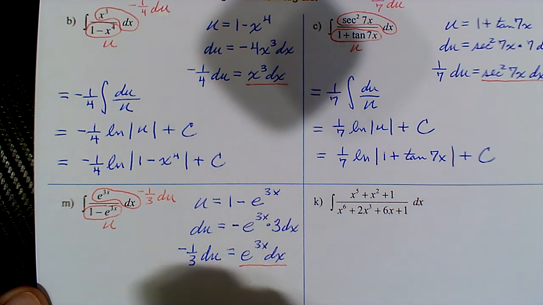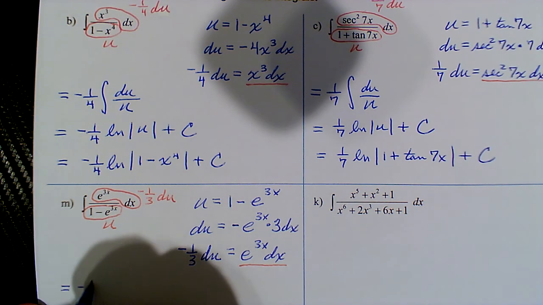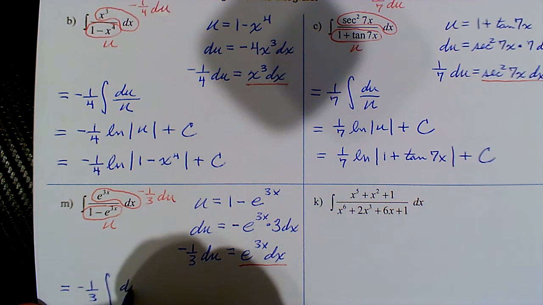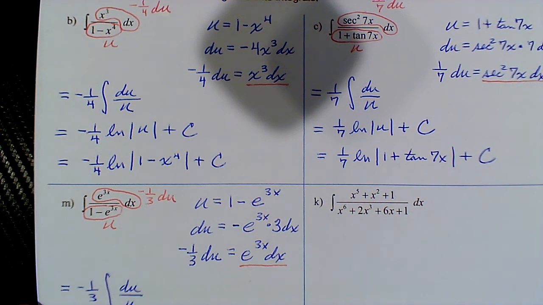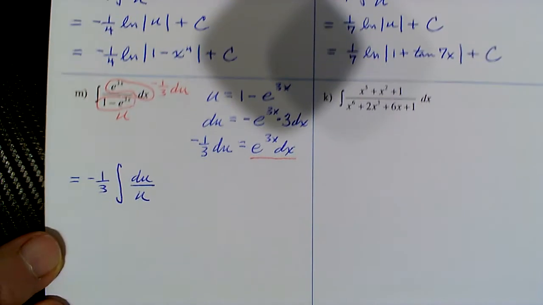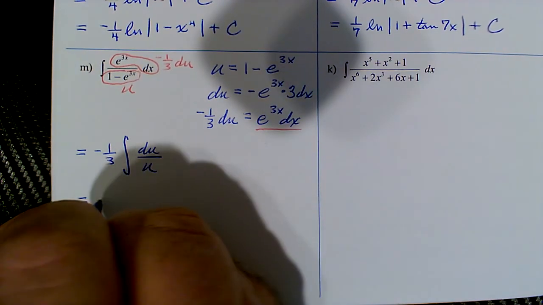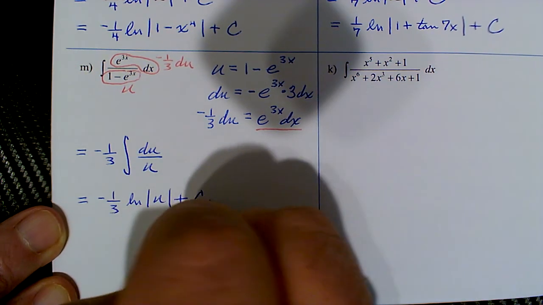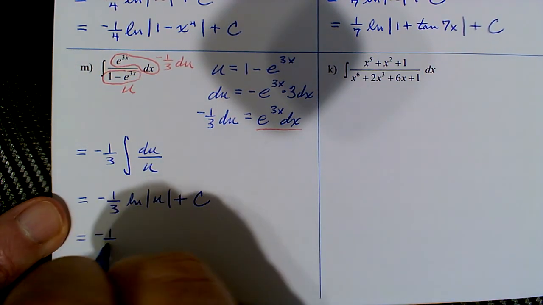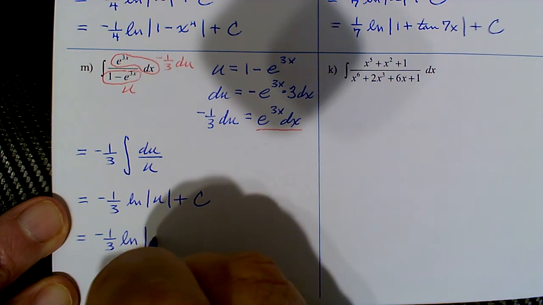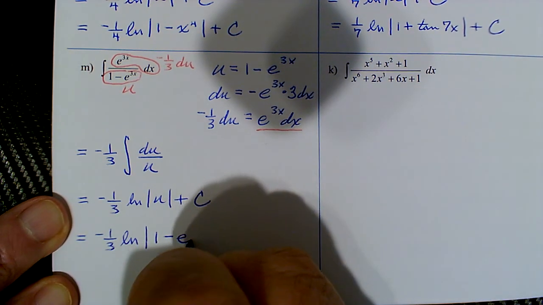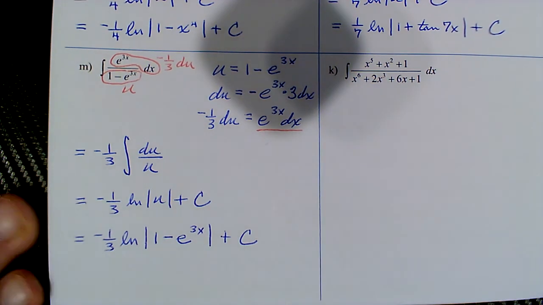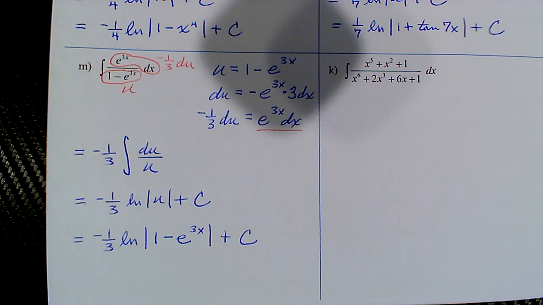So we've accounted for all the factors, make the change of variables, most efficiently bring out the negative 1/3, and upon the change of variables, we have the basic formula for the integral of du over u again. So then we can integrate. Get negative 1/3 natural log absolute value of u, add our constant, and then finally back substitute. So minus 1/3 natural log absolute value. U was 1 minus e to the 3x. Close up the absolute values and carry along our constant of integration.